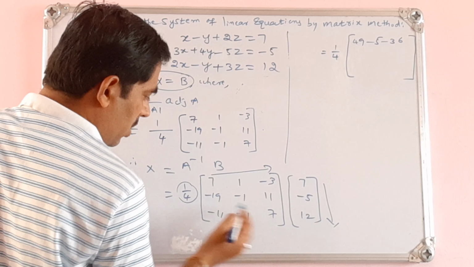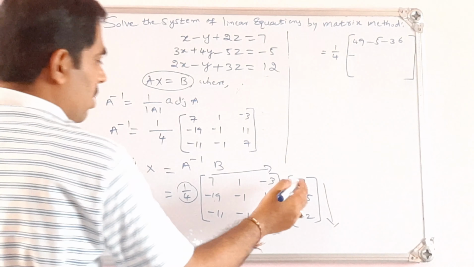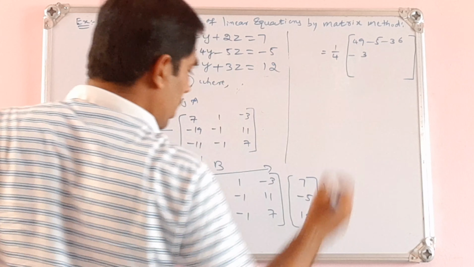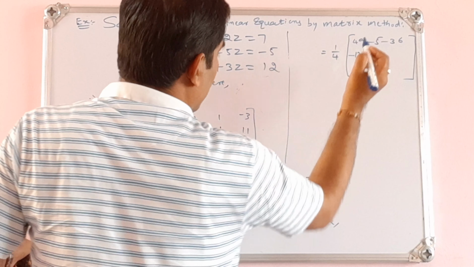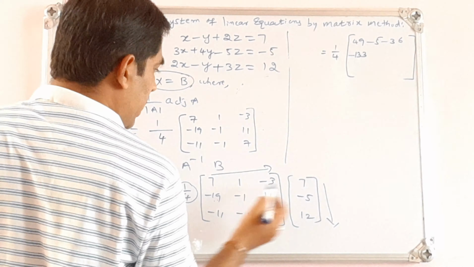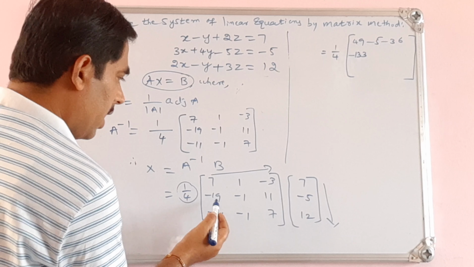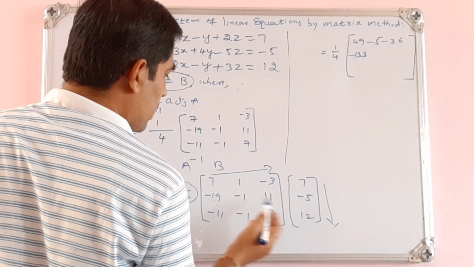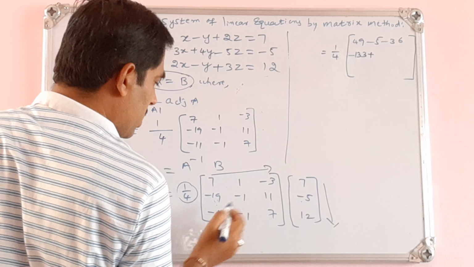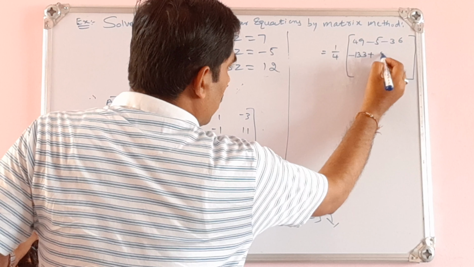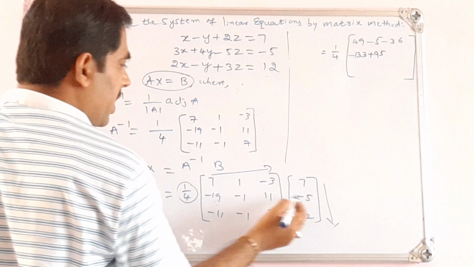Then see, second row, first column, minus 19 into 7. So that will be minus 19 into 7, that is minus 133. Then minus 19, okay, we'll write plus here. See, minus 19 into minus 5, that will be plus. So 19 into 5, that is 95. Okay, 19 into 5.